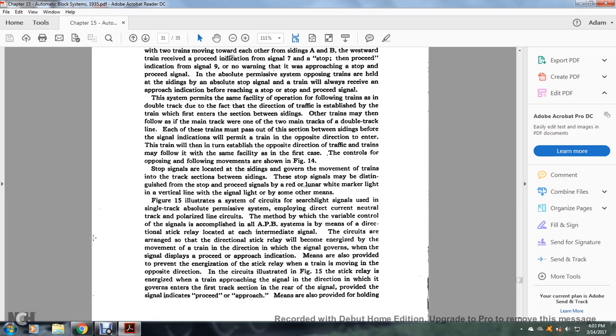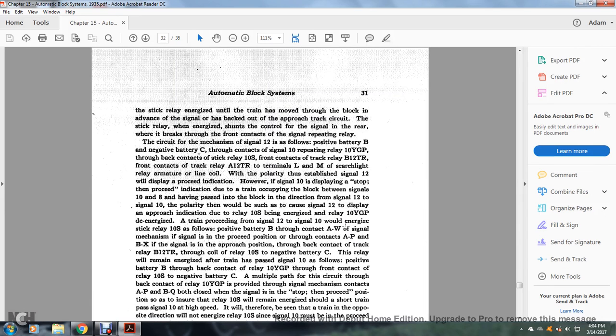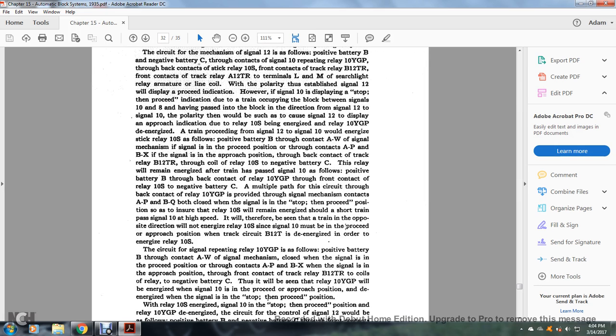The stick relay is energized when a train approaching the signal in the direction which it governs enters the first track section in the rear of the signal, provided the signal indications are proceed or approach. Means are provided for holding the stick relay energized until the train has moved through the block and advanced out of the approaching track circuit. The stick relay will be energized with the shunt control of the signal in the rear when the train breaks through the front contact of the signal repeating relay.